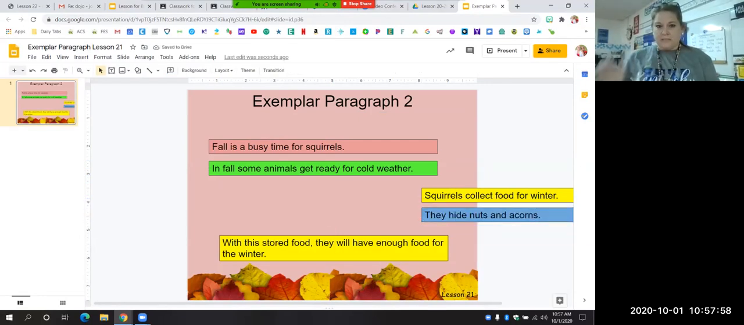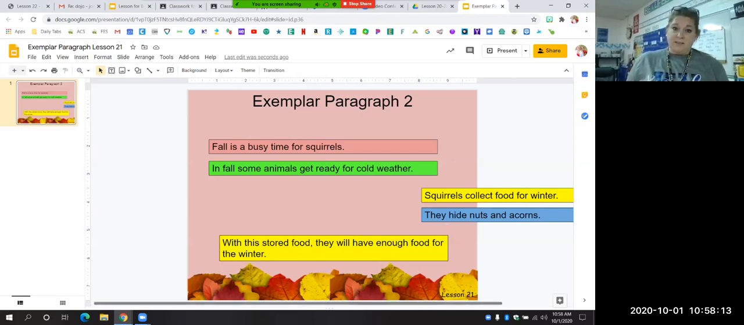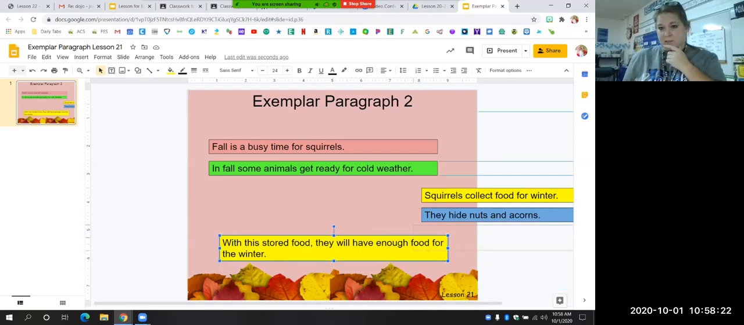And then our last one is, with this stored food, they will have enough food for the winter. Well, who do you think it's talking about? Who's they? I think because it's talking about how squirrels collect food and they hide nuts and acorns, this is talking about squirrels will have enough food for the winter. So I think this is going to be our third piece of evidence.